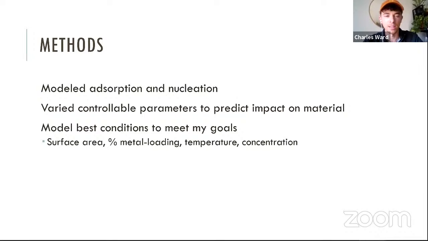And I did it in a way where I could vary certain parameters that I could control during the synthesis and then predict the impact it would have on my material. I wanted to model the best conditions to meet my goals. Some things I could change around are surface area, percent metal loading, temperature, concentration, things like that I could control pretty easily during the synthesis conditions.